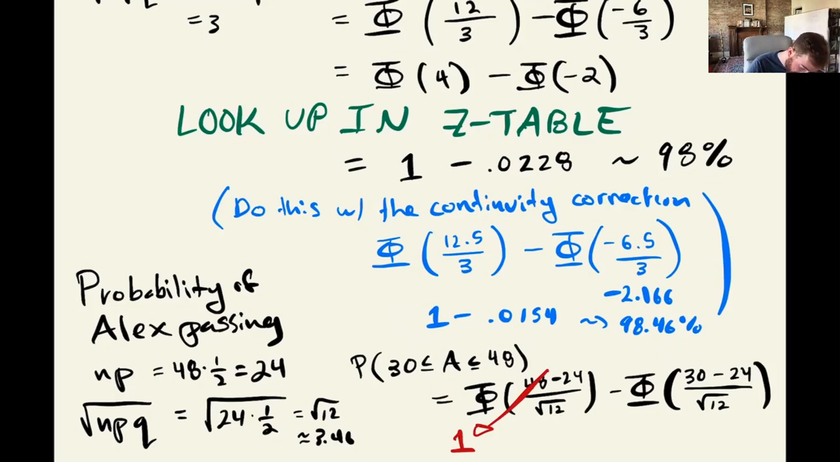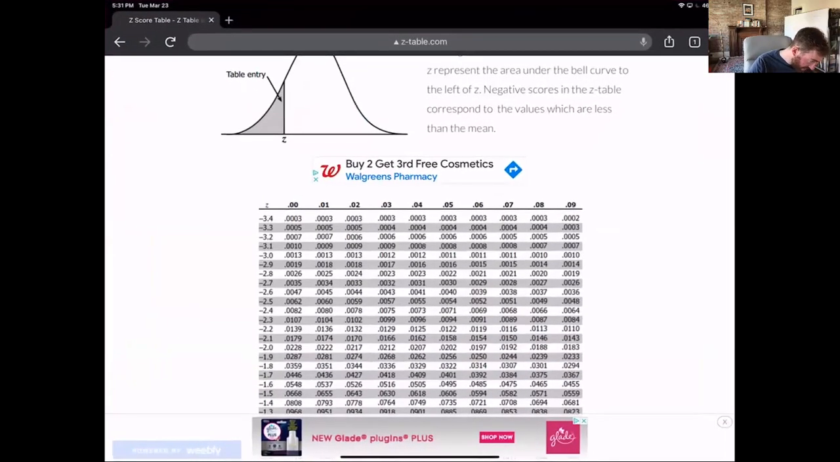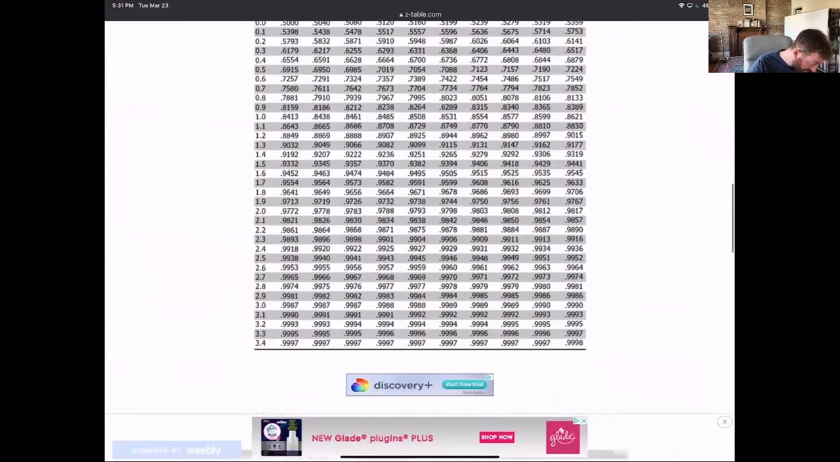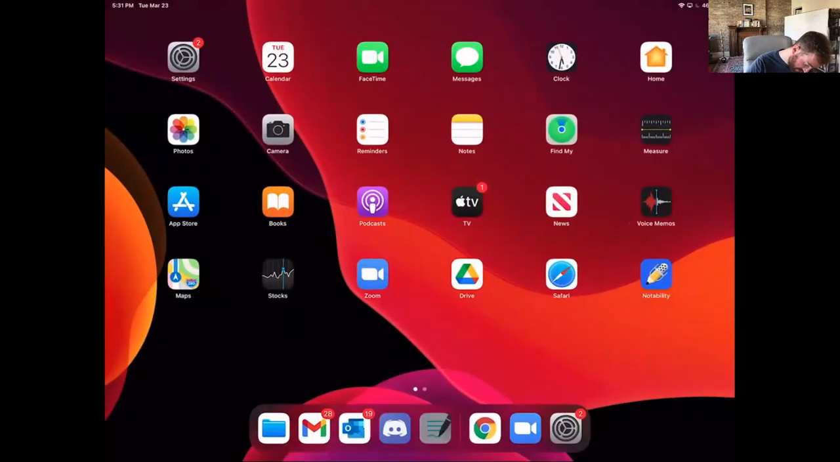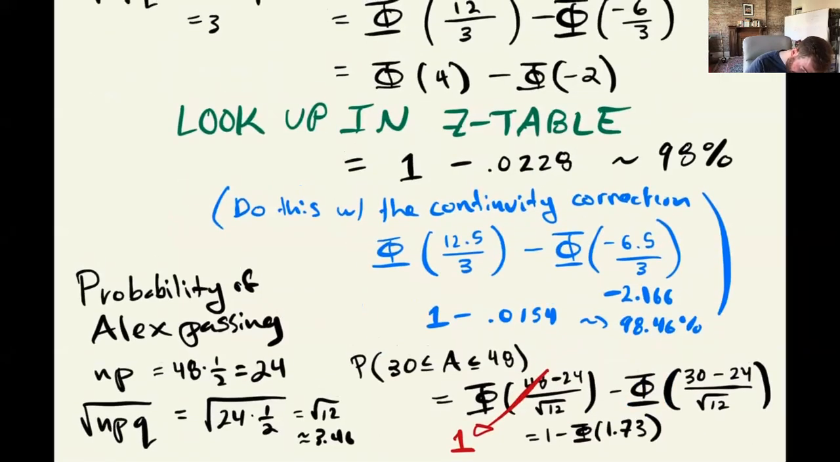But now down over here, if I plug in my calculator, what this looks like is 1 minus phi of 1.73. Now again, what I have to do is go over to my z table and find where 1.73 is on this. Well, there's 1.7, again, a gray row. And then I need to go over 3 entries to get 1.73. I read that as 0.9582. So this is 1 minus 0.9582.